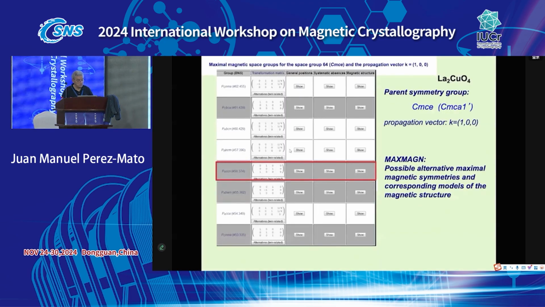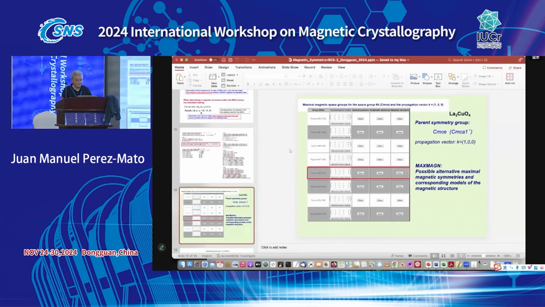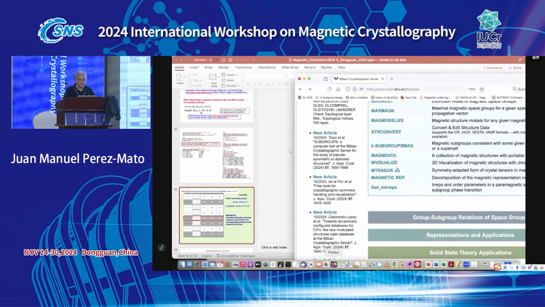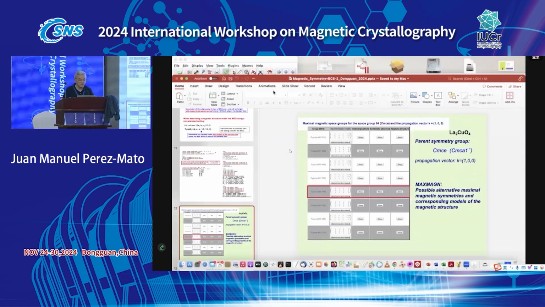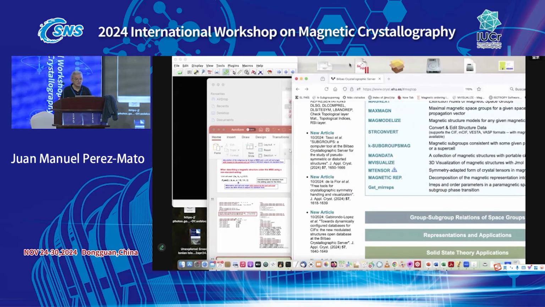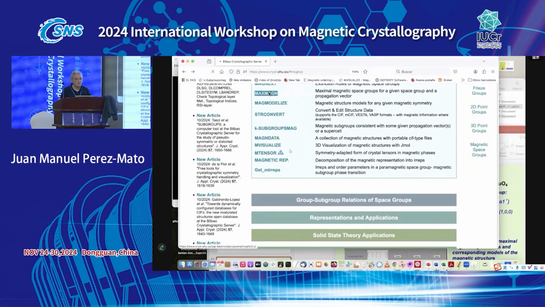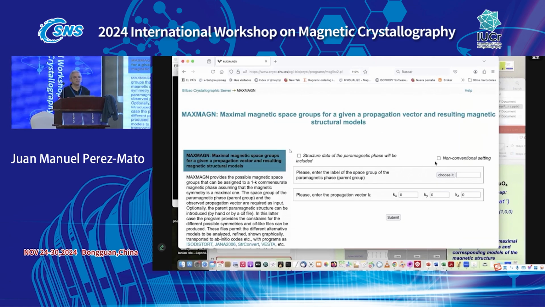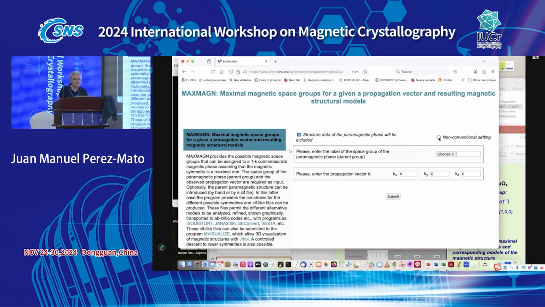Well, let me do it quickly, because otherwise you will not get much information or feeling of what we are talking about. Let's go here, Max-Mang, okay. This is the input page. I will click here saying the structured data of the paramagnetic phase will be included, okay. If your structure of the paramagnetic phase is in a non-standard setting, you can click here, okay? I think in our case it's in standard, so we will not click it here.